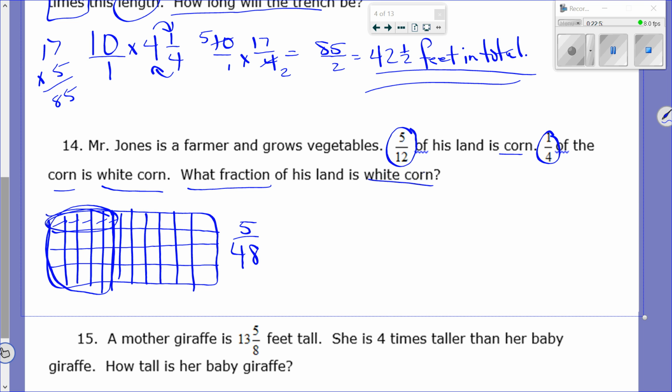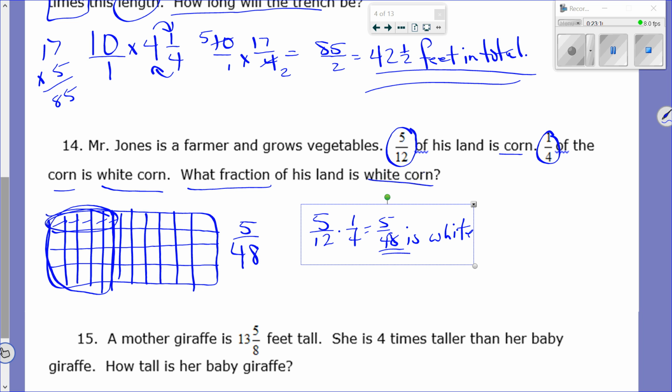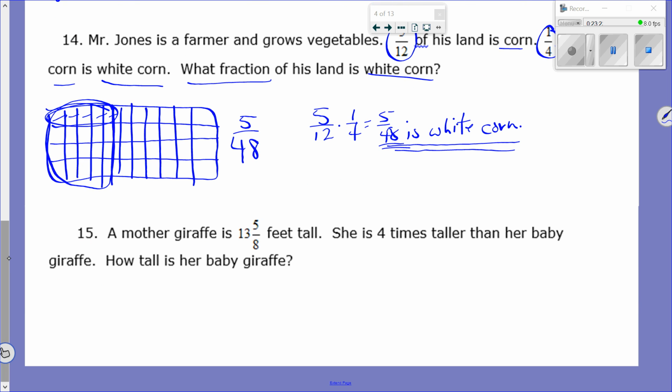The 5/48. You do it mathematically, it's just 5/12 times the 1/4. 5 times 1 is 5. 12 times 4 is 48. So 5/48 is white corn. Does that make sense that there would be less white corn than the total? Yeah, because a portion of the portion means that I have a much smaller one.